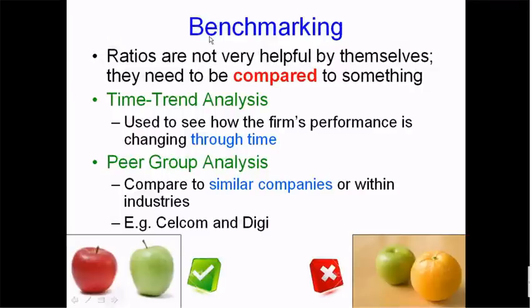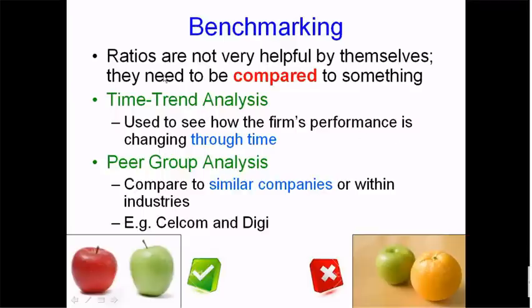Okay, so next we look at this term called benchmarking. Now the word benchmarking actually means to make comparison. We say that ratios themselves are not very helpful. They need to be compared to something. So how do we compare ratios? There are two types of comparison. The first one is called time trend analysis. It's used to see how the firm's performance is changing through time.